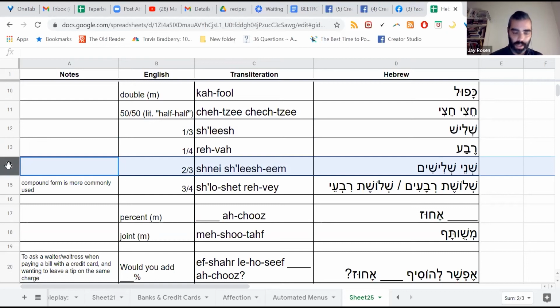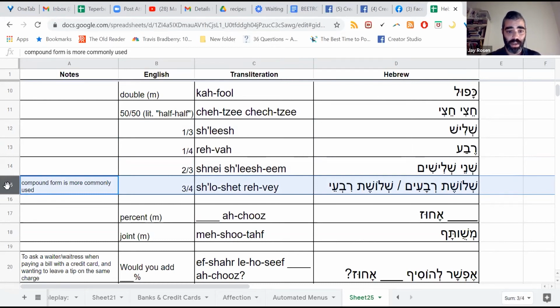I know it's a little bit of a tongue twister for some of you with all that sh in there, just so you know what someone's referring to. So shlish, shnei shlish, or shnei shlishim. And then the last one I'm going to do for fractions, I'm not getting into fifths and sixths and eighths and all of that other stuff, we're just keeping it real basic here, is 3/4.